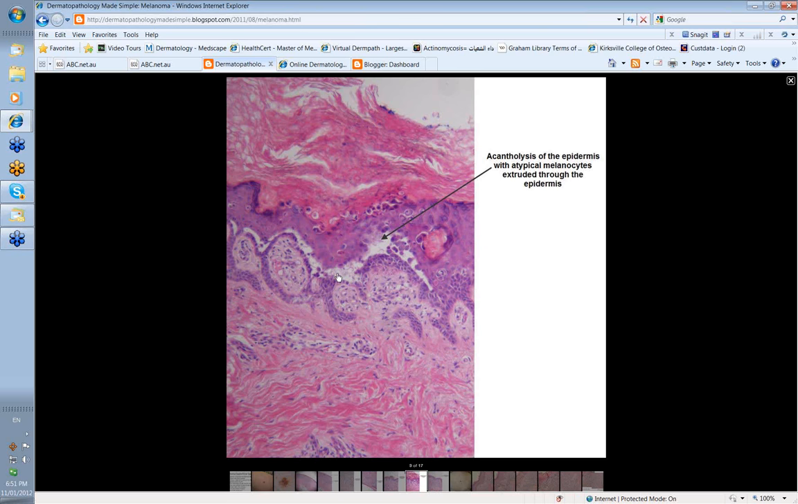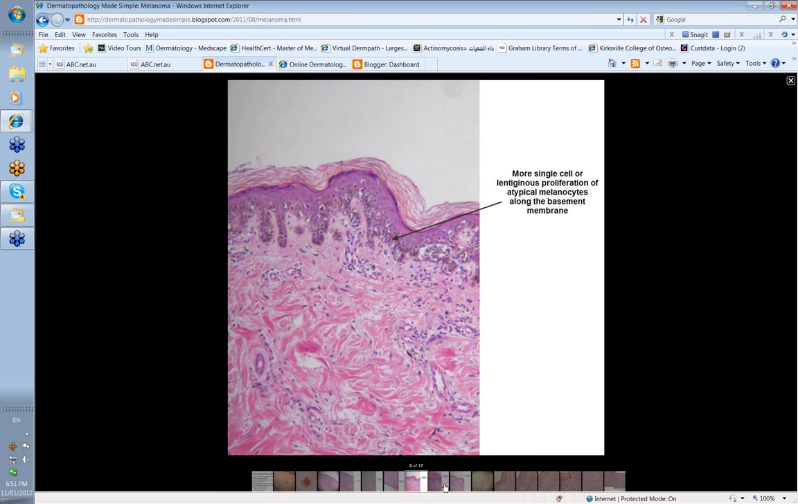Here's another bit when we looked, and you can see the split that's occurring above the nests here. And this is acantholysis, separation of the keratinocytes from the nests of melanocytes going into the epidermis. And here some of the melanocytes have been extruded all the way up to the base of the stratum corneum here. So this again will look quite black when you see it. So, acantholysis of the epidermis with atypical melanocytes extruded through the epidermis here.